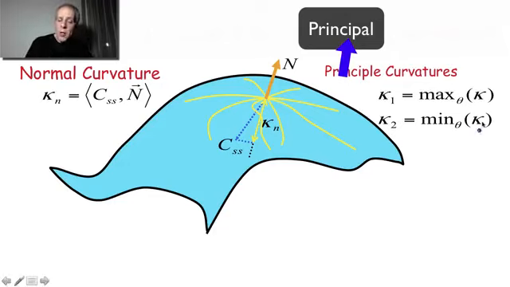Now, there are ways of computing this. You don't have to really try all the curves. There are ways of computing. I'm just talking about the concepts here. So there's one direction which is max, the other is min.